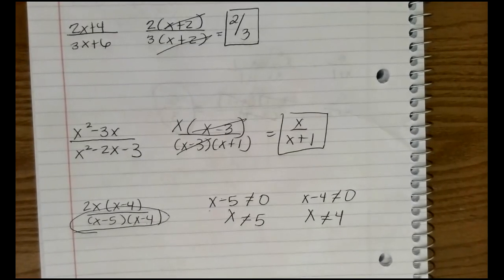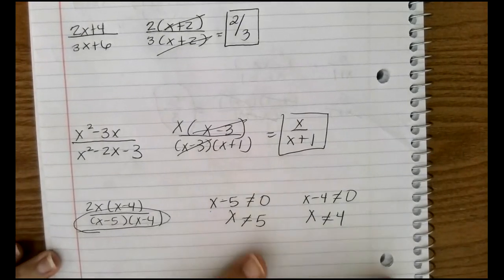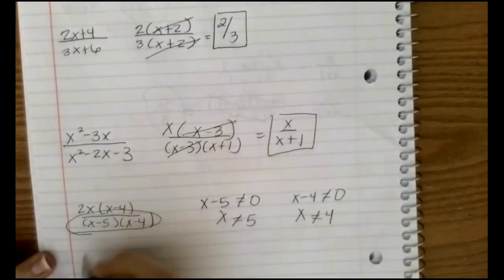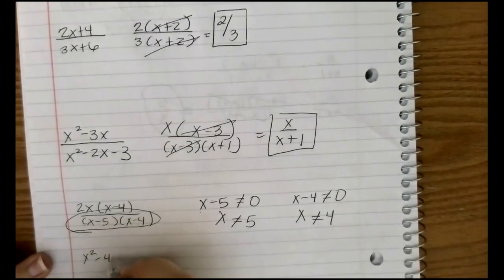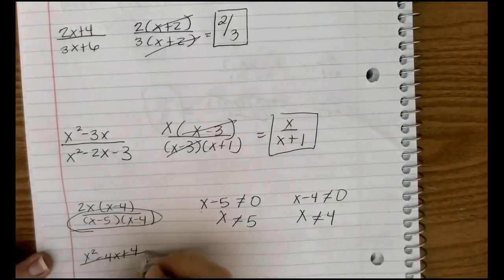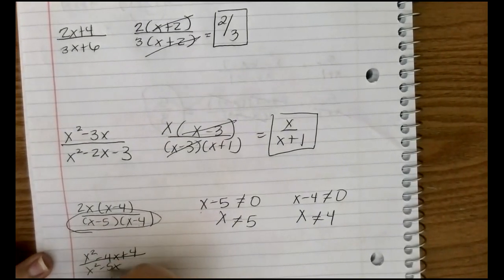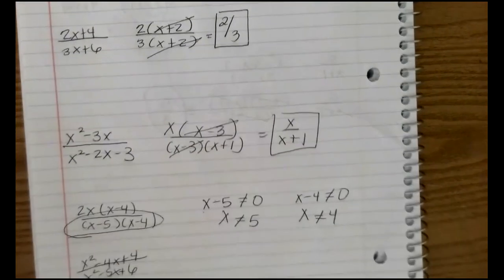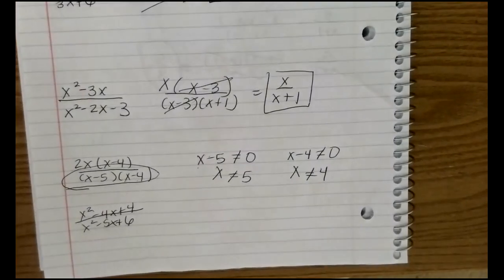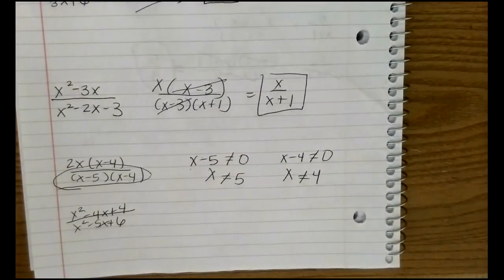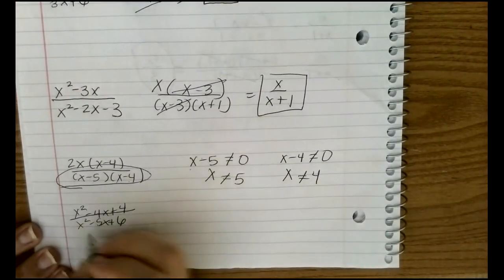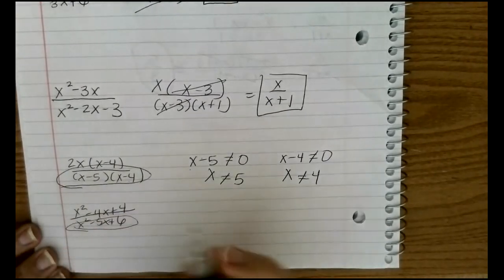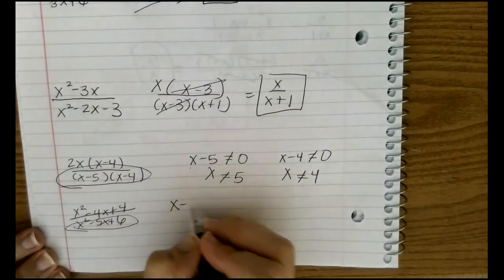Let's do one more. On the next slide, you see x squared minus 4x plus 4 over x squared minus 5x plus 6. Again, we're not simplifying. All we're doing now is finding excluded values or restricted values or undefined values. So we're only worried about the bottom. We're going to factor the bottom.